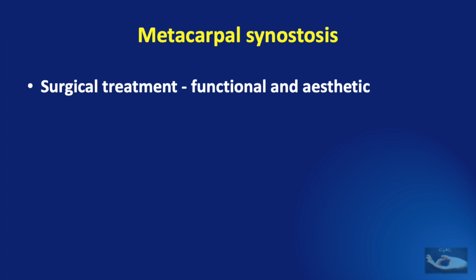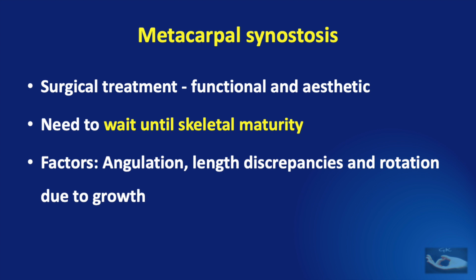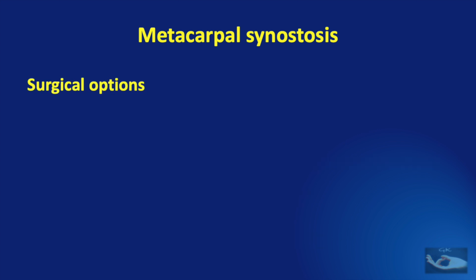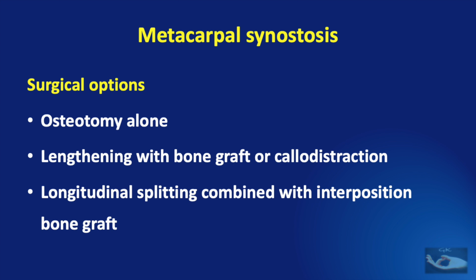Surgical treatment of metacarpal synostosis will be required either for functional or aesthetic concerns. The abducted little finger that is usually associated may cause a functional problem because the patient may not be able to put his hand inside his pocket. But it is always better to wait until skeletal maturity to see the problems like angulation, length discrepancies, and rotation that have occurred due to growth. The procedures that can be done include osteotomy alone, lengthening with bone graft or callus distraction, or longitudinal splitting combined with interposition bone graft.